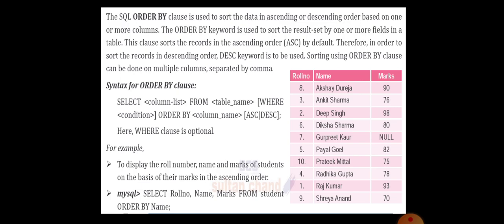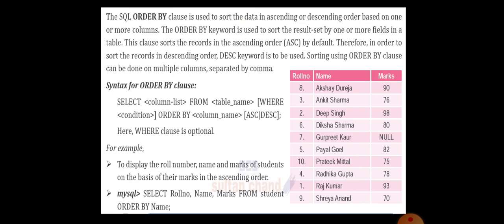Look at the table given. That is a table of student. Look at the syntax of ORDER BY. SELECT column name or column names FROM table name WHERE condition. Finally only we will give the ORDER BY clause. Here the WHERE clause is optional. If we need, we can add it.